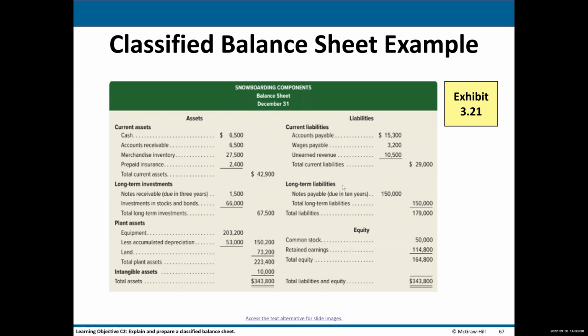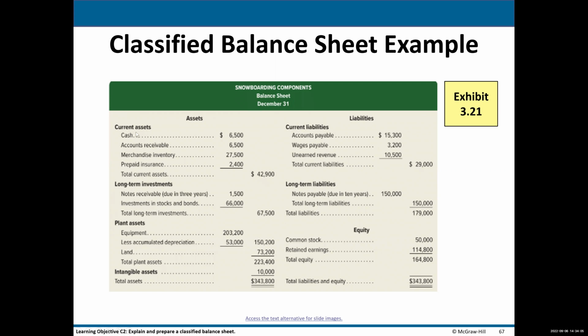Now, the long-term liabilities would include mortgages payable, like my house loan. When I first took it out, it was a 30-year loan, so definitely it would be in the long-term section. Here we have a notes payable that's due in 10 years. So that's not current. It's going to be in the long-term section. And then equity is not going to change in our classified balance sheet. We're still going to have common stock and retained earnings. Those are the two components of our equity.